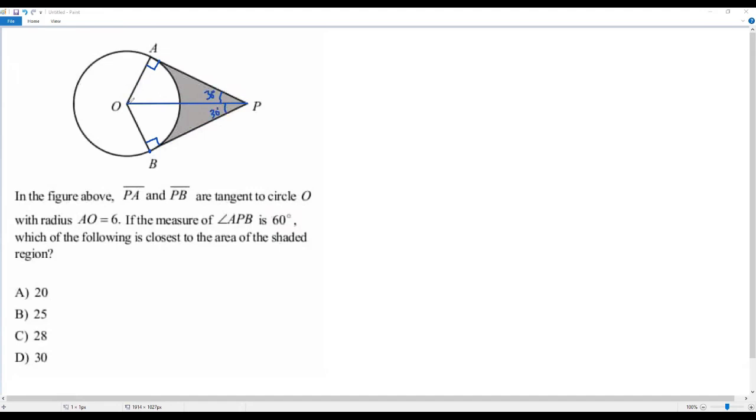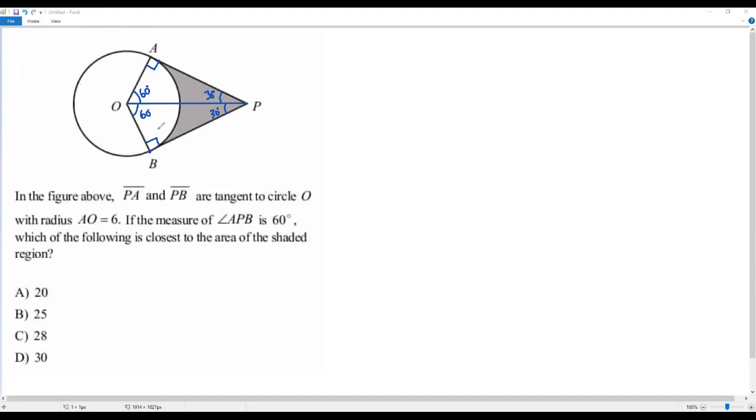Okay, here let's consider the right triangle OAP. Here we have 30 degrees and here we have a right angle. And what should be the angle measure over here? It has to be 60 degrees, so that when I add 60, 30, 90, they will add up to 180 degrees. And the same thing here, we'll have 60 degrees, so that 60, 90, 30 will add up to 180 degrees.